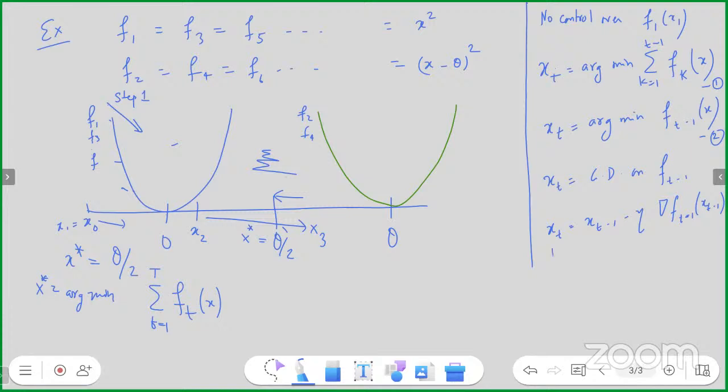All right, so that is called online gradient descent.